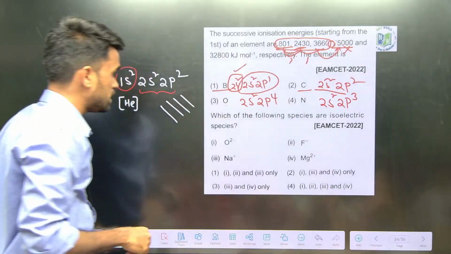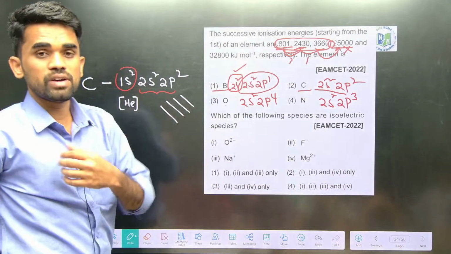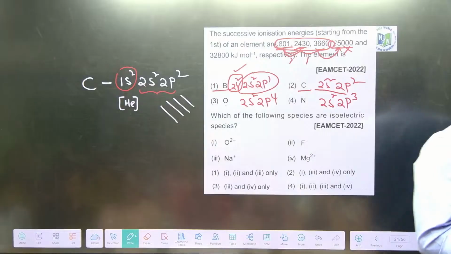Then the remaining things we'll discuss in the next class. So go through the things that we have discussed and you can solve the questions also. Okay. Right.